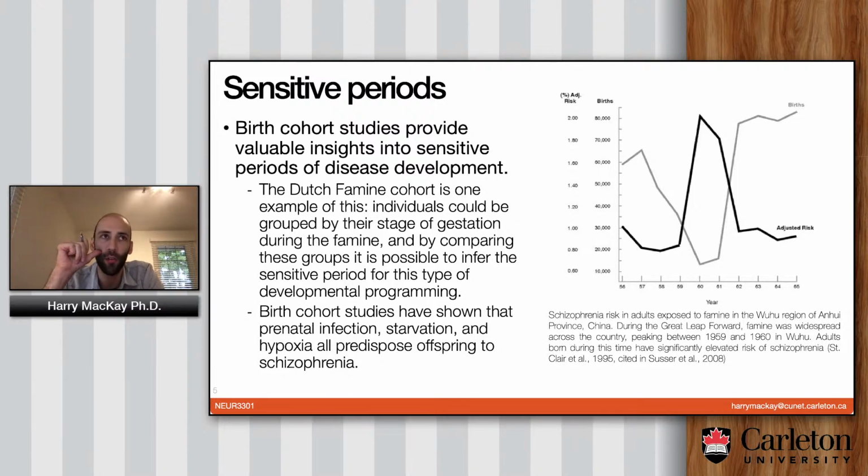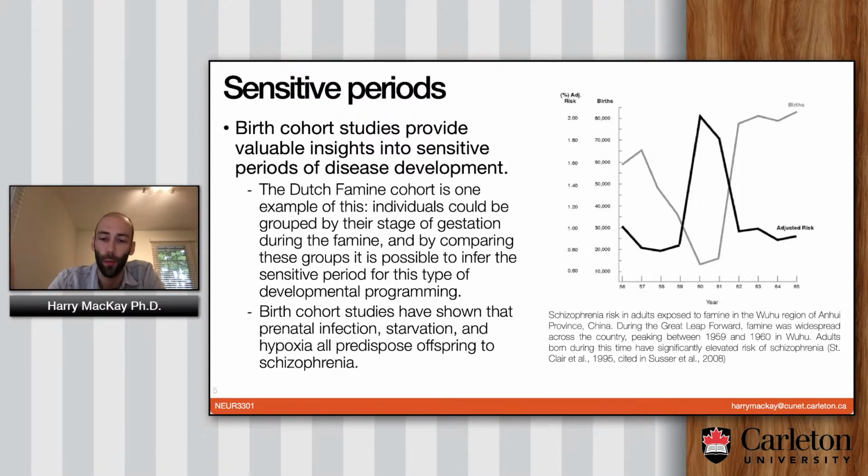So the hunger winter was one of those, and then another example comes from China. This is from Wuhu. Wuhu is actually a city on the southeast bank of the Yangtze River, I think. But anyway, it's part of China, and it just happened to be a place that these researchers studied.